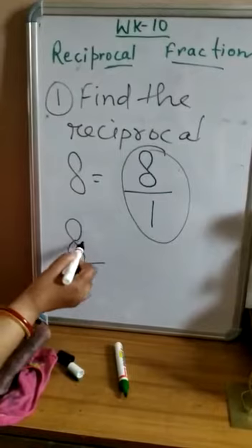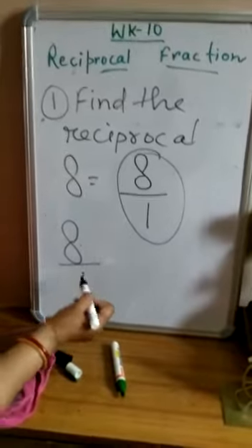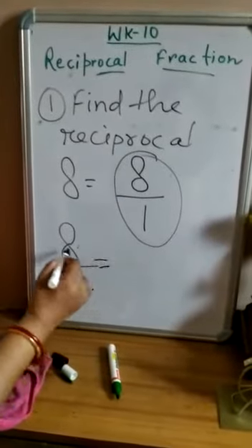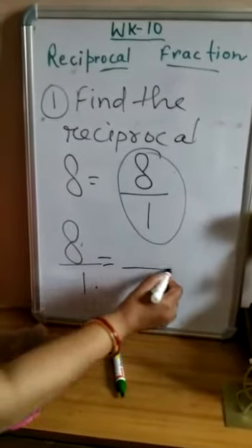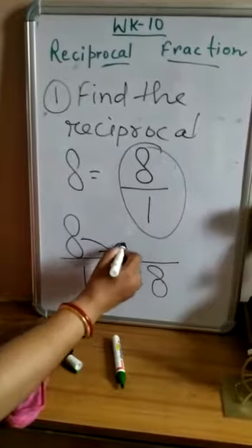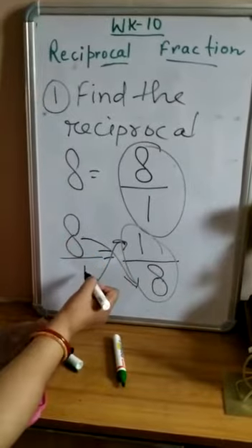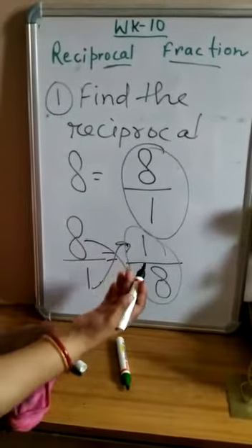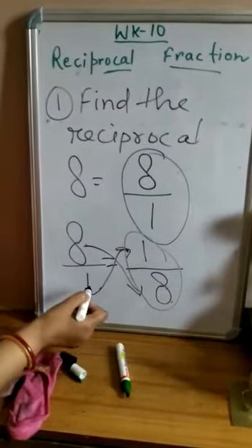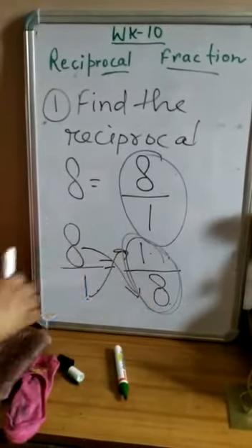Here 8 is the numerator and 1 is the denominator. So what is the reciprocal of 8 by 1? We interchange the position of numerator and denominator. Just opposite. This numerator will come here and this denominator will go here. So 1 by 8. See, 1 by 8 is the reciprocal of 8 by 1. I interchanged the position of numerator 8 to the denominator and the denominator 1 as the numerator, and we get the reciprocal 1 by 8.